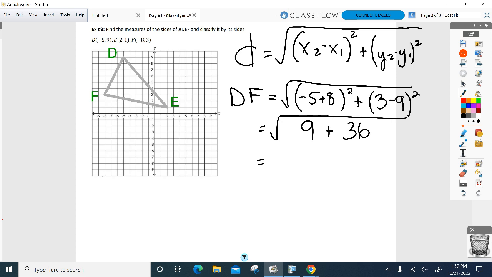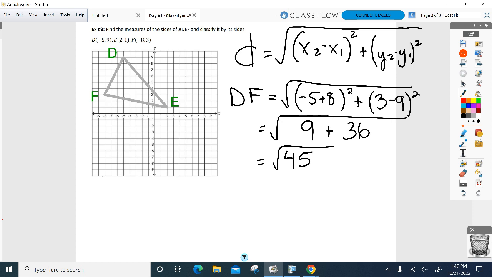No. I add them up. 9 and 36. 45. And anybody want to remind me, on your schedule, it says, what's the name of this class again? Darn right, honors. So guess what I'm going to have you do every single time? Simplest radical form, just like we did in Unit 1.